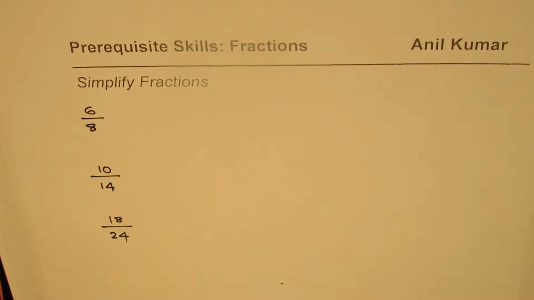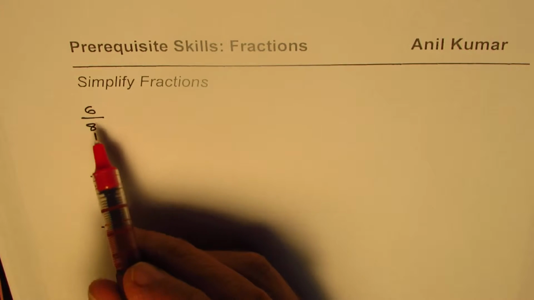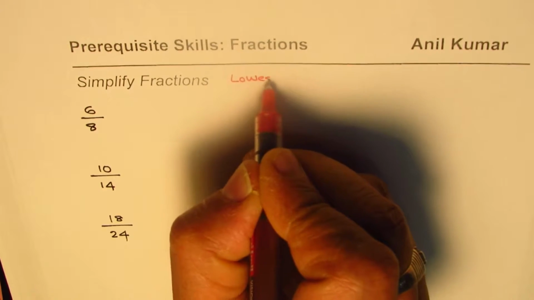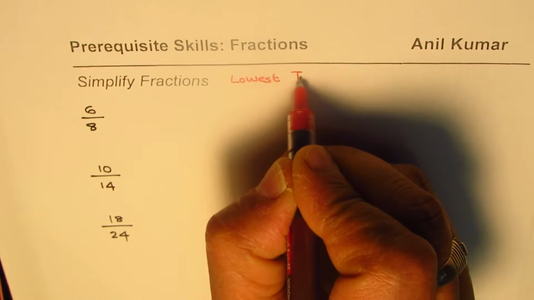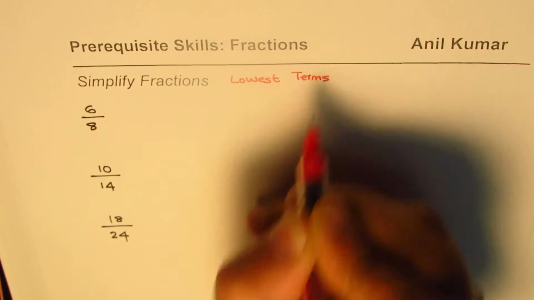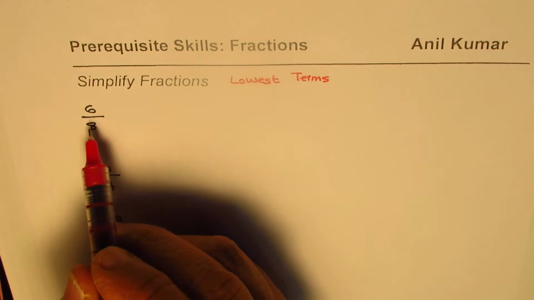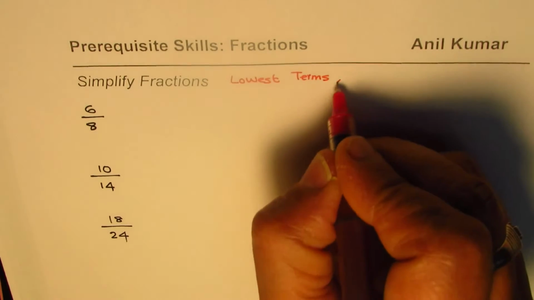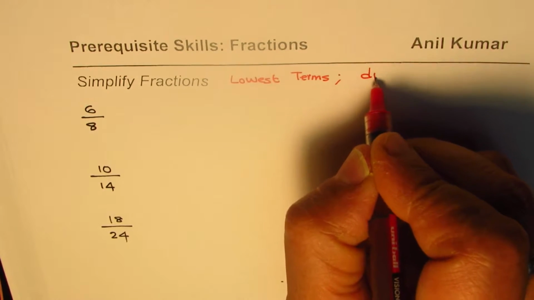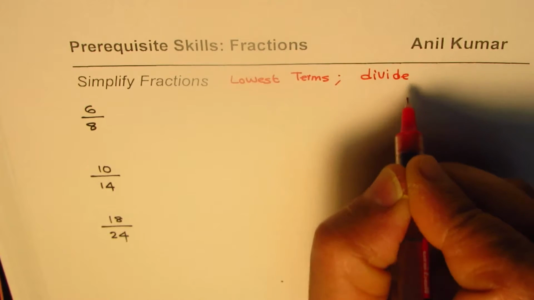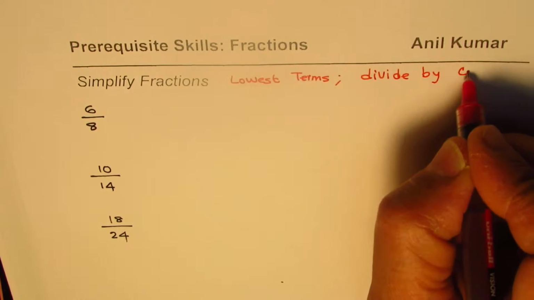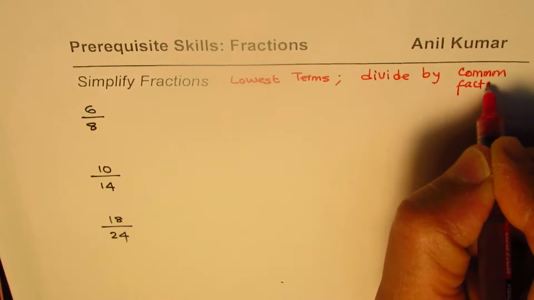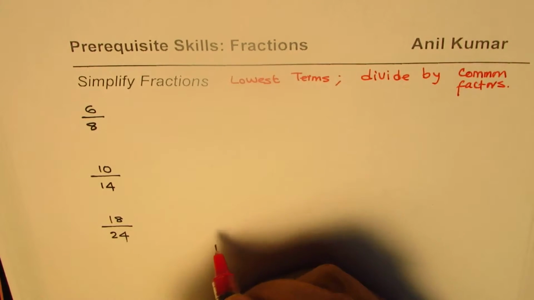When we say simplify fractions, that means we should write them in lowest terms. That is what we mean, right? So we need to write them in lowest terms, which we can do by repeatedly dividing them by common factors. So how do we do that? Divide by common factors. Okay, so that is the strategy.